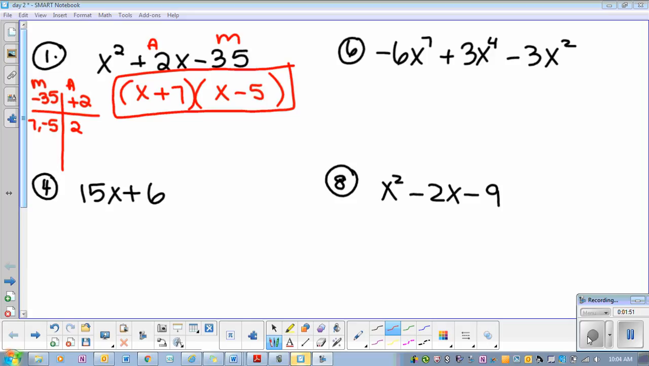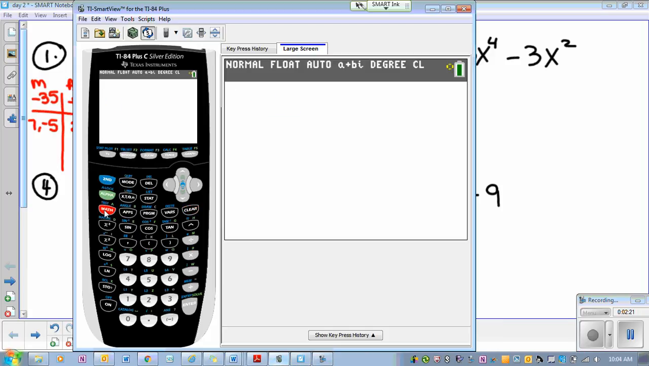Let's look at number 4. Number 4, we have 15x plus 6. All right, this is not a trinomial, so it's not the AM way, right? Okay, so I need to look for the GCF. 15 and 6, guys, what is the biggest number that can divide evenly into both 15 and 6? 3. And if you're having trouble with that, go to math, number, GCD, 15 comma 6. And then you get 3. Same thing.